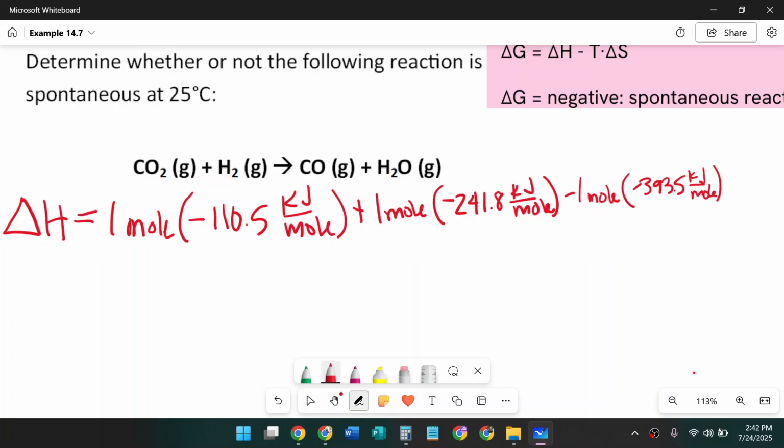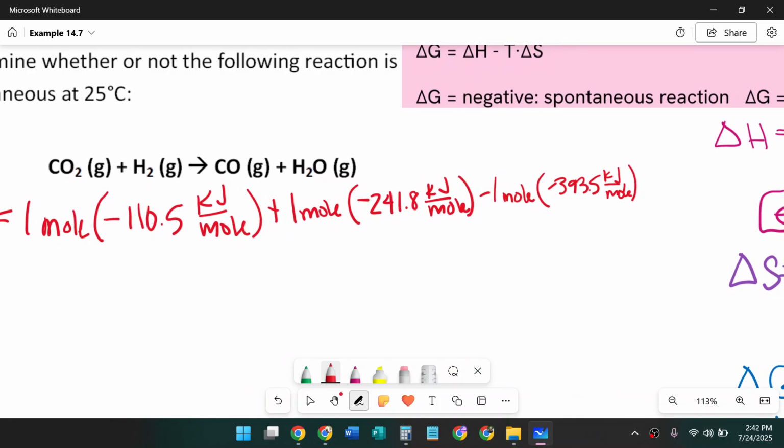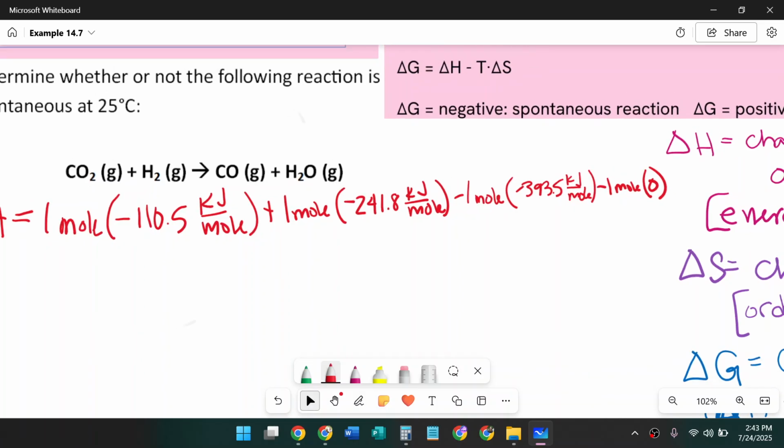And then the last one we have is our hydrogen gas, 1 mole. And for hydrogen gas, I don't even need one for that one. Hydrogen gas is just in its natural element. It's in its natural state, so it's just going to be 0. So I'm just going to put 0 and not worry about the units since I've run out of room.